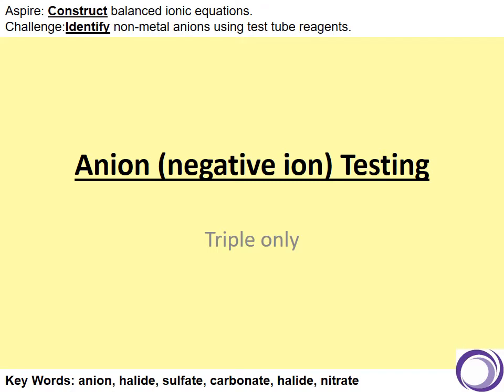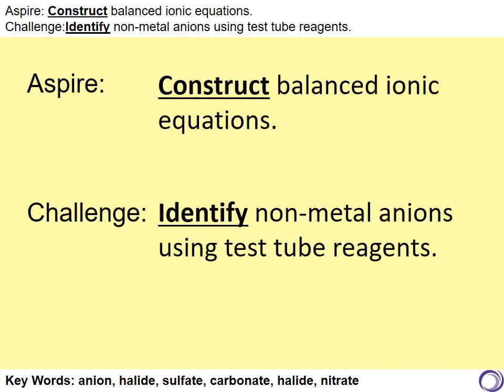Today's lesson we will look at testing for negative ions in ionic compounds. This forms part of the triple only specification in the C8 unit analysis. Our challenge today will be to identify non-metal ions using test tube reagents, and our aspire is to be able to construct balanced ionic equations.